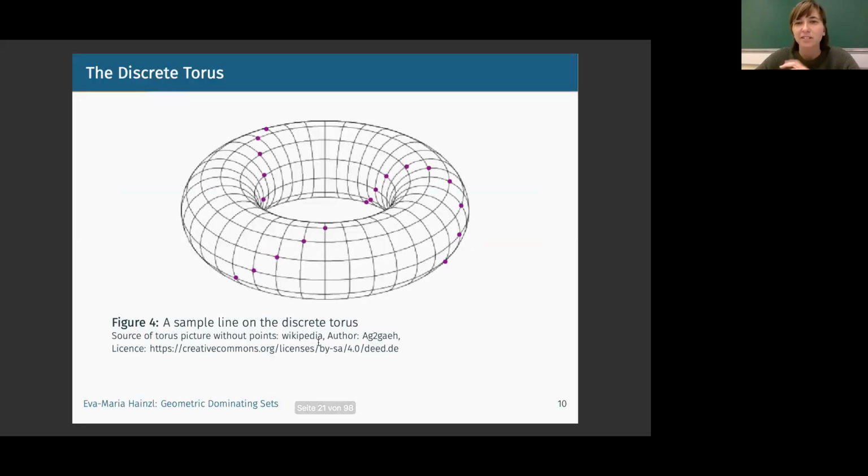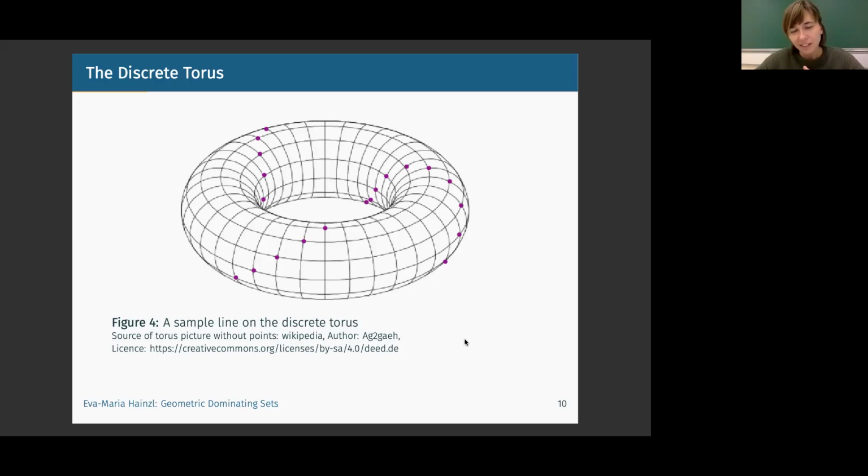What's a torus? A torus is just this donut shape in 3-dimensional space. So if you do not know what a torus is, just think of a donut. And if you want the discrete torus, just think about computer graphics. You put a mesh on it, and then you just consider, again, the intersection. This is the discrete torus. And then a sample line on the discrete torus, well, it would wrap around the torus like this. And we only consider the points in the grid, right? So the magenta points would be a sample line on the discrete torus.